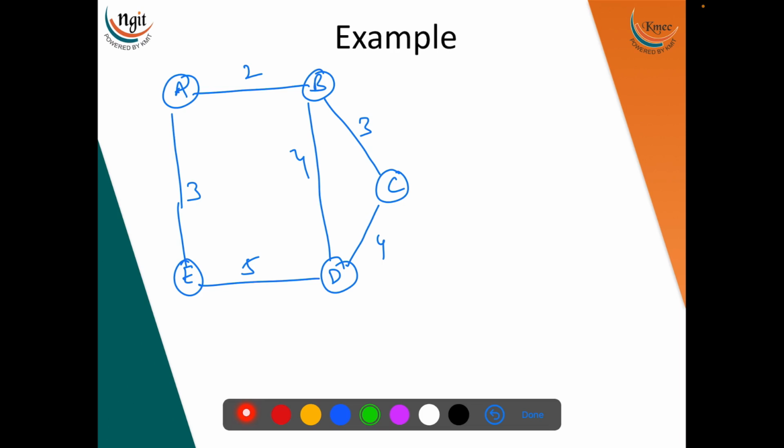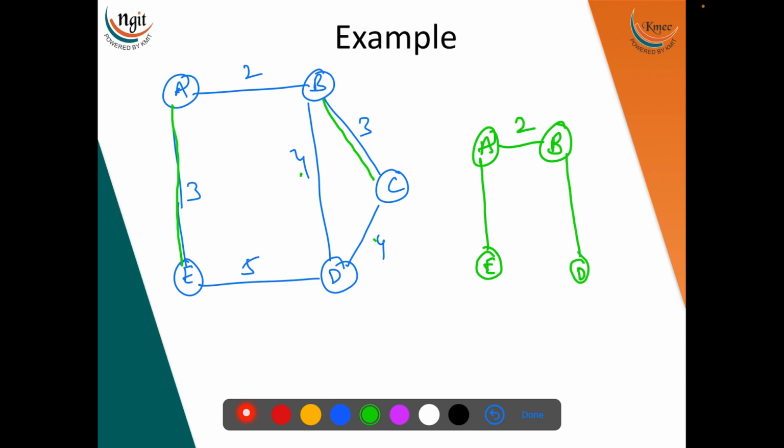What is the minimum cost among all? A to B is the minimum cost, that is 2. So after this, find the next minimum cost. There are 2 edges having the same cost. So A to E you can take, or B to C you can also take. Now I am taking A to E. After I took A to E, next is 4 comma 4. Again B to D you can consider, or B to C also you can consider.